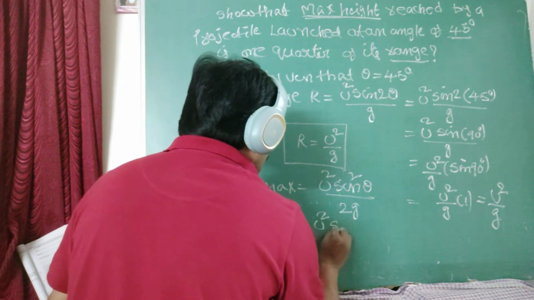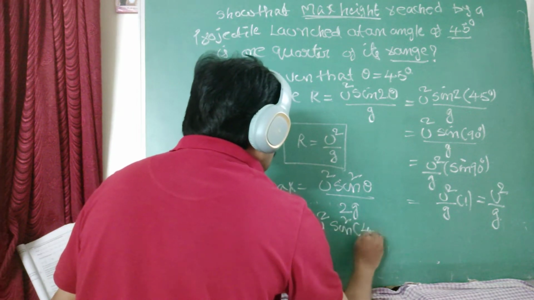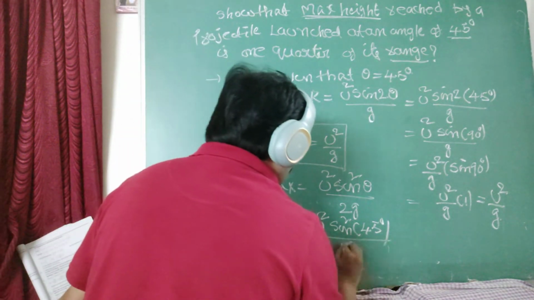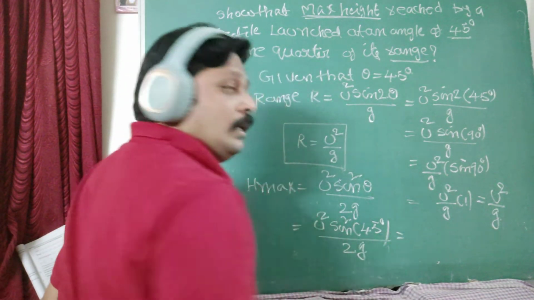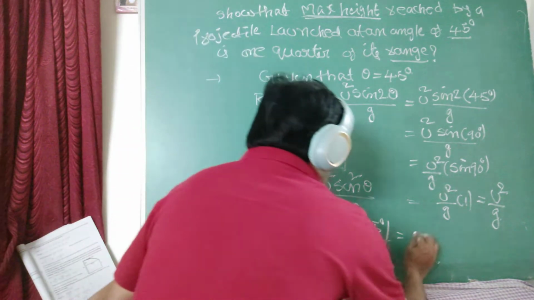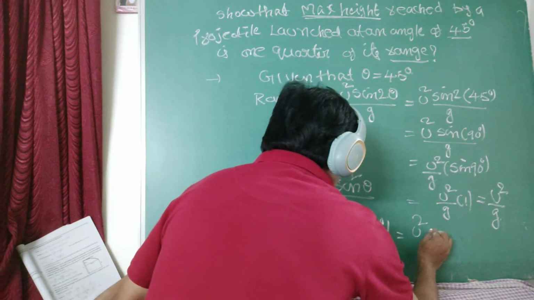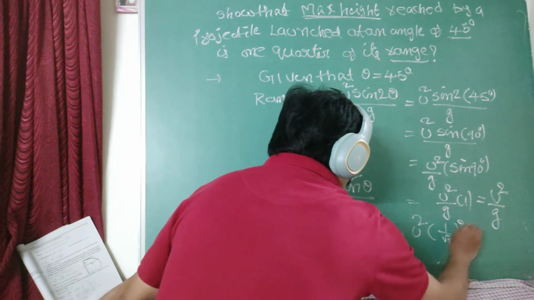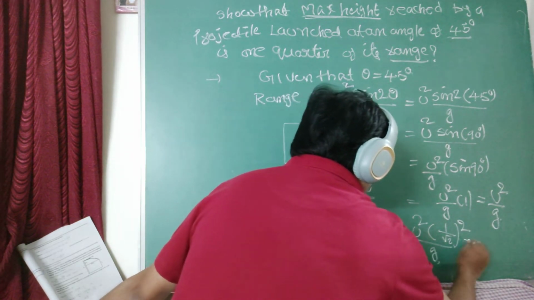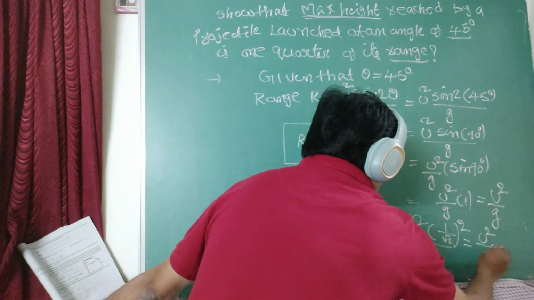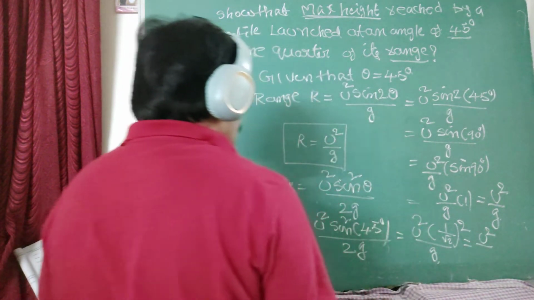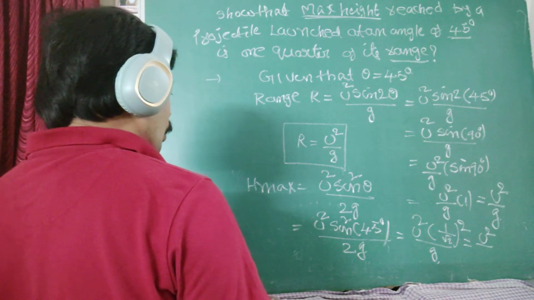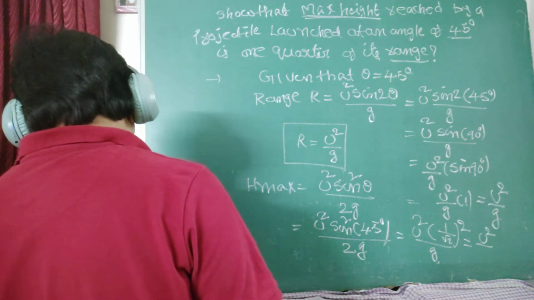Now U square sin square theta, theta is how much? 45 as per the given condition, divided by 2G. See the value now? Simplification. Now that is U square sin square 45, which means 1 by root 2 whole square, divided by G. Therefore, U square by what value will come now? Sin 45 is 1 by root 2. 1 by root 2 whole square, the value divided by G.